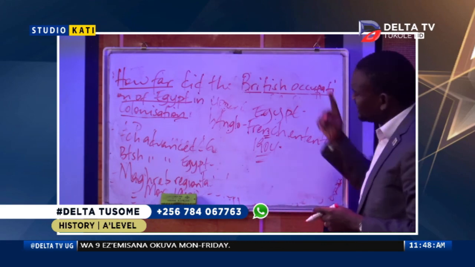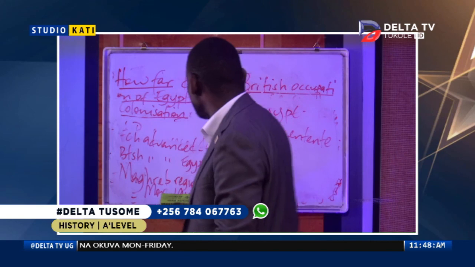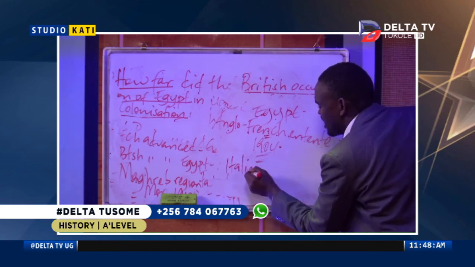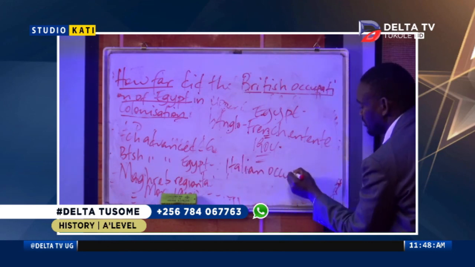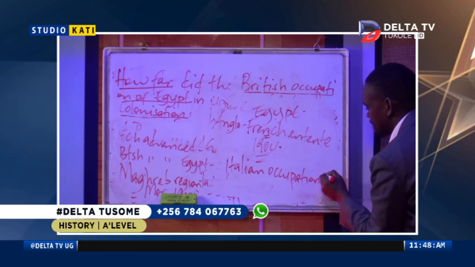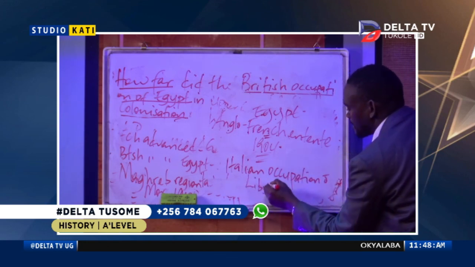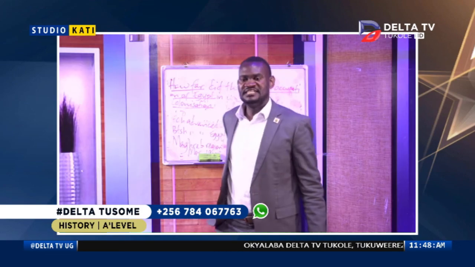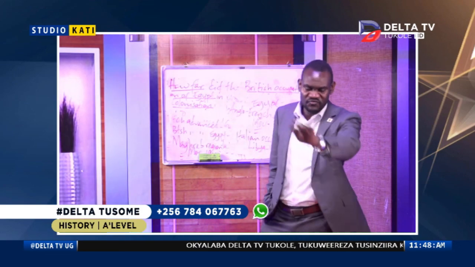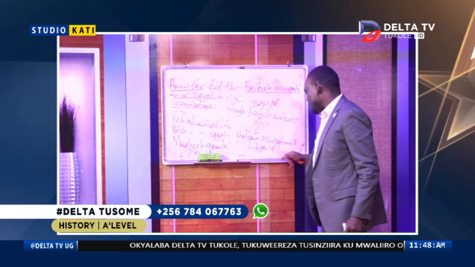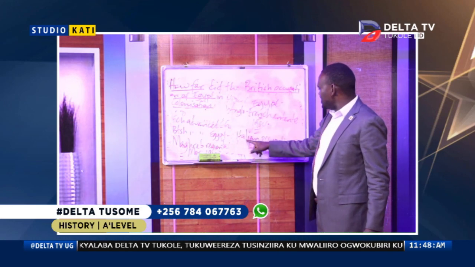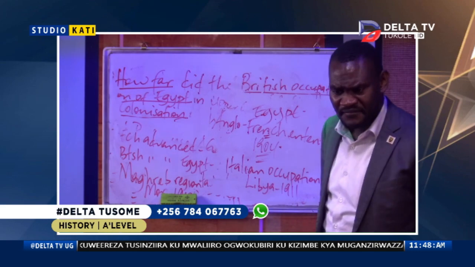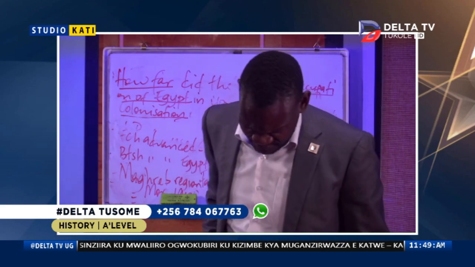We can also say that indirectly, it was the British occupation of Egypt that can also be used to explain the Italian occupation of Libya in 1911. Why? The Italians had made massive investments in Tunisia. Okay? And indeed, they were the first aliens or foreigners to occupy Tunisia.